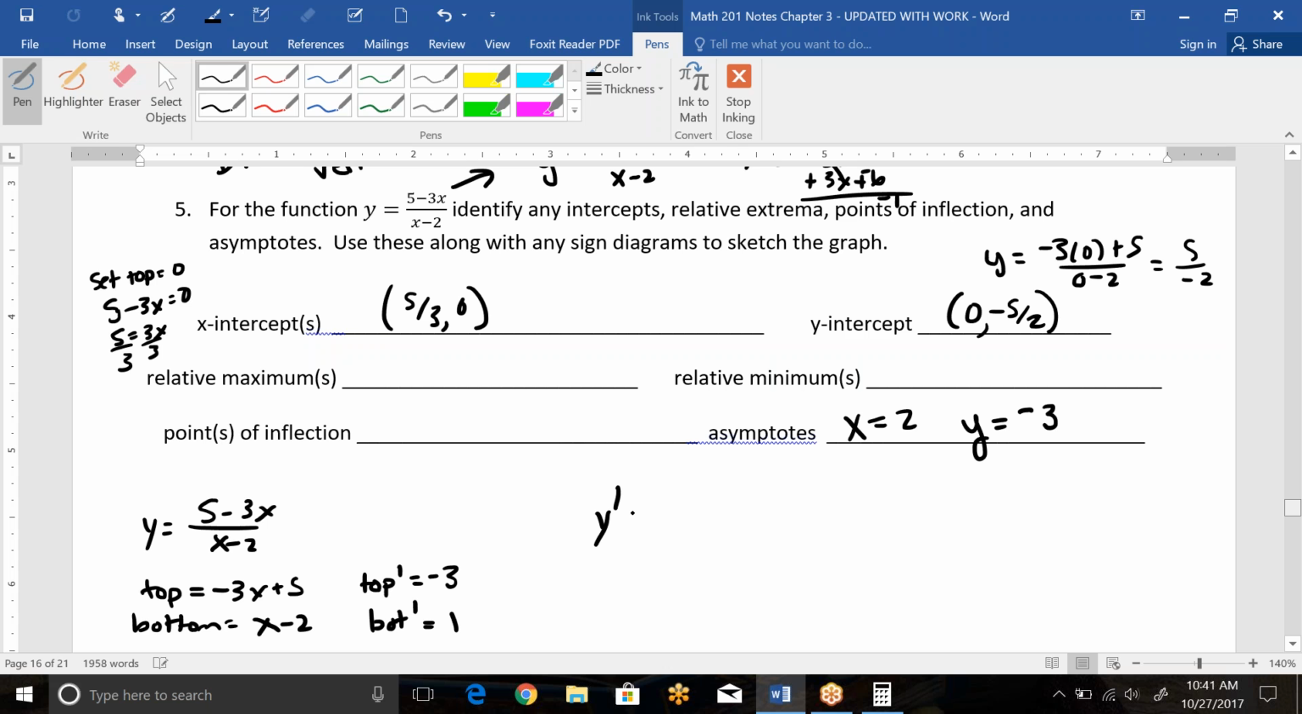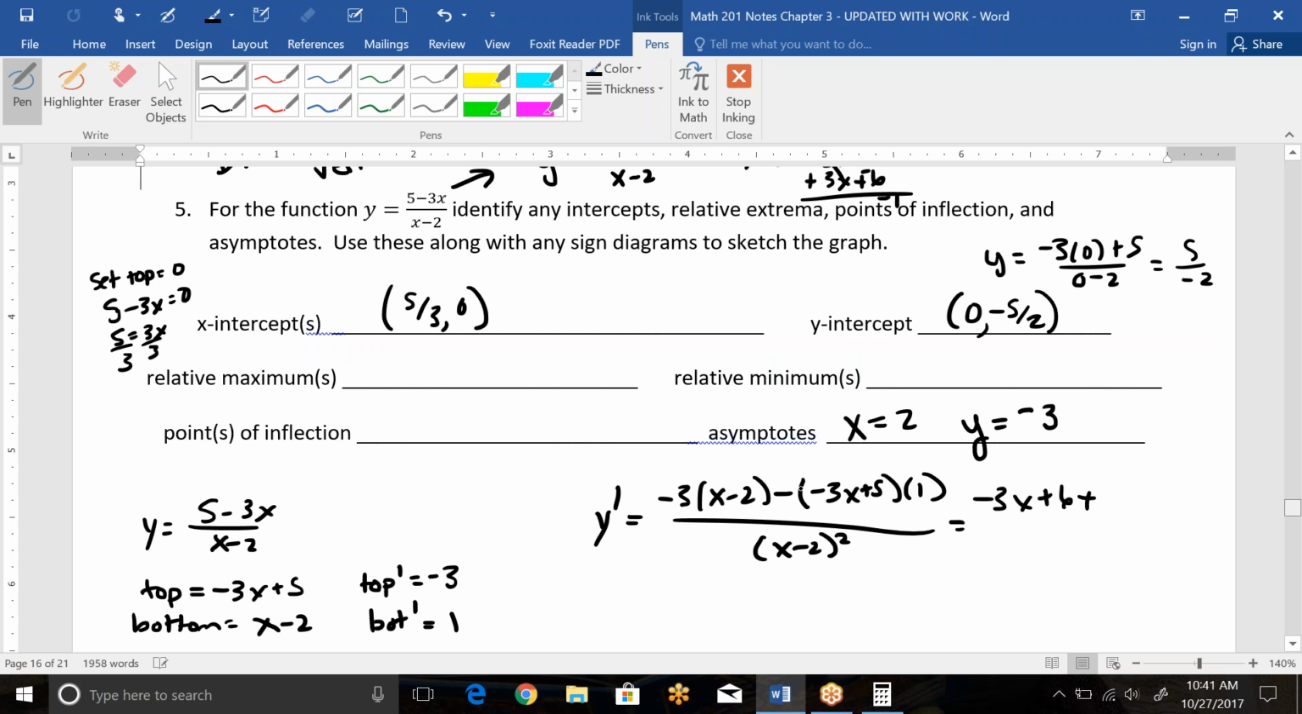So for the quotient rule, it would be the derivative of the top times the bottom minus the top times the derivative of the bottom, all over the bottom squared. We work out the top, that's -3x plus 6 plus, because this is a 1, so that's a -1 we're distributing, so plus 3x minus 5, all over x minus 2 squared. So y prime ends up being, the x's cancel on top, so it's just 1 over x minus 2 squared.